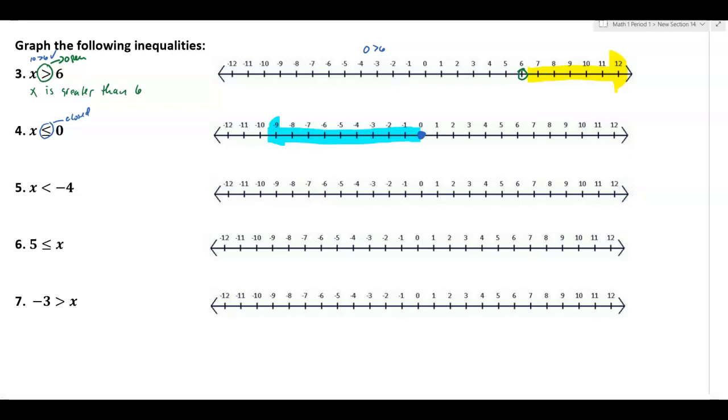Now the next one. x is less than -4. We're not equal to, so we know it's going to be an open dot on -4. And all the numbers that are less than -4 are going to be to the left of it.